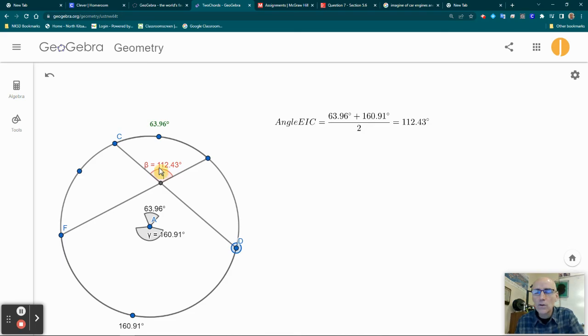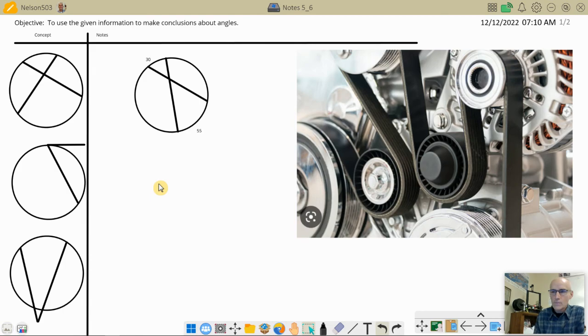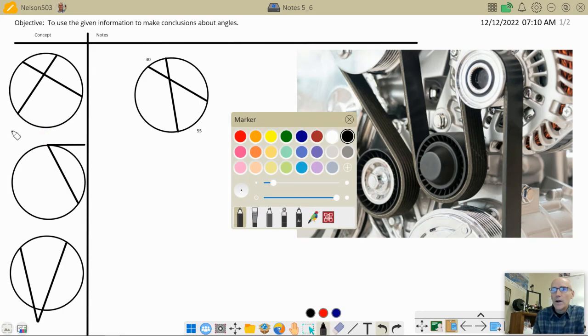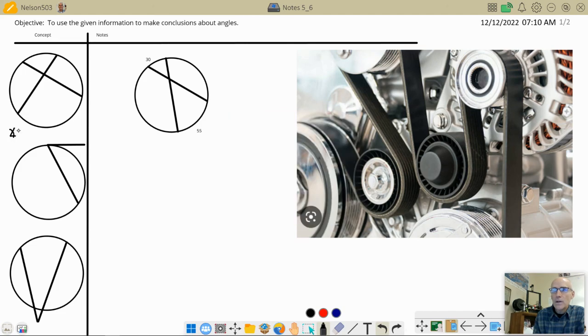This angle is not a central angle. If they're central angles, it's super easy. The central angle is the intercepted arc up here. But when the vertex is not at the center of the circle, then we've got to follow a different rule. And so we're going to put that rule down right now. I'd like you to write it down right over here. The angle equals half the sum of the arcs.